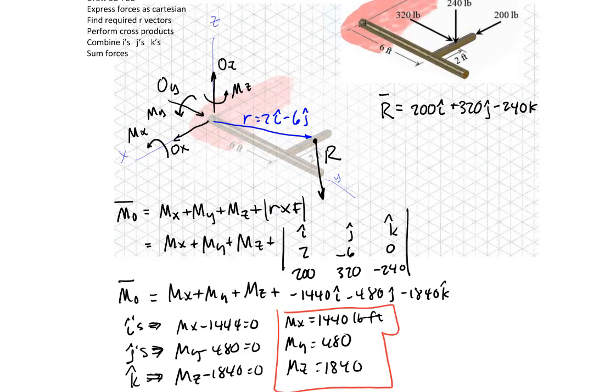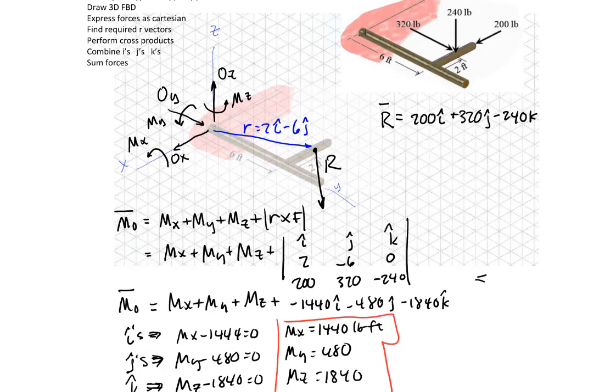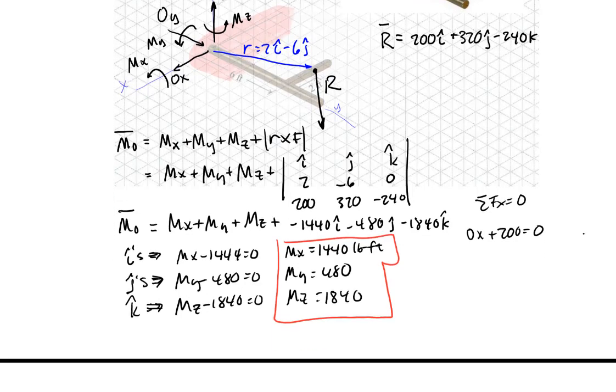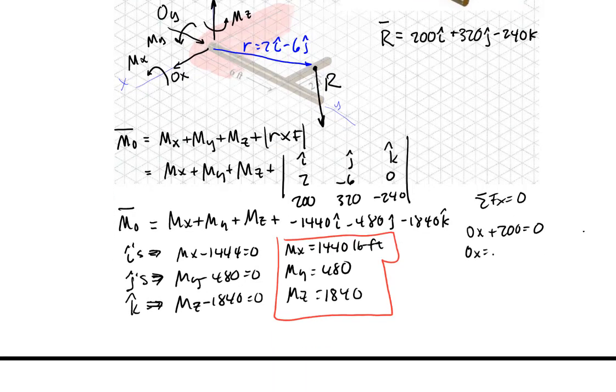This is a little bit different when we're finding reactions to moments. But if I do the sum of the forces in the x equal to 0, I've got Ox here, and then I have a reaction here, or a force, that has to be equal to 0, so I'll say Ox plus 200 equals 0. So clearly Ox, the O in the x direction, is equal to negative 200, and that's pounds.